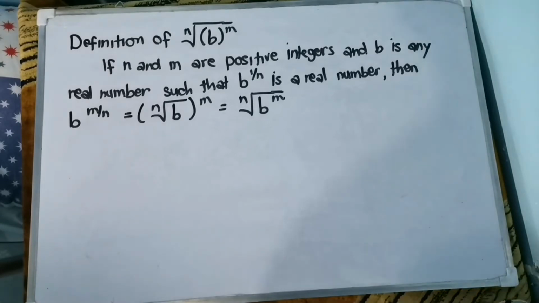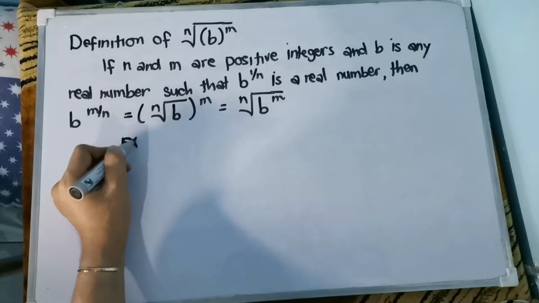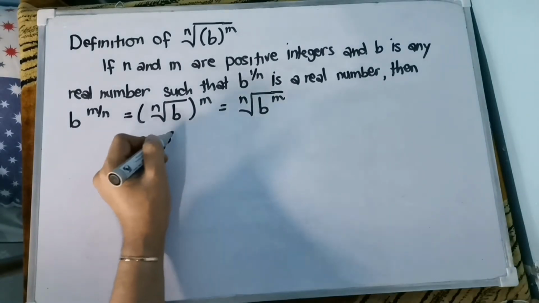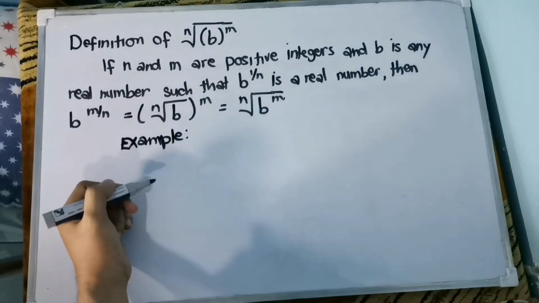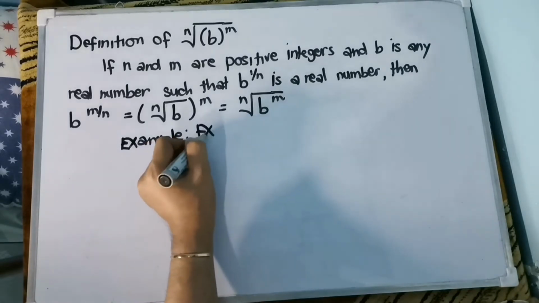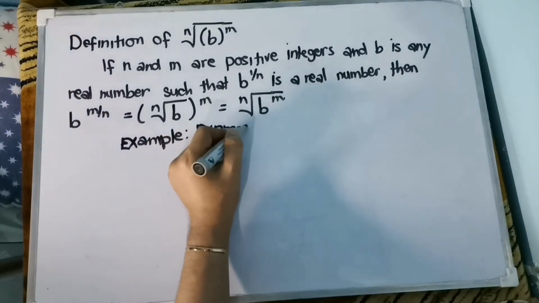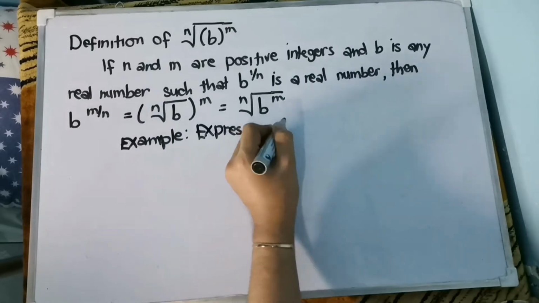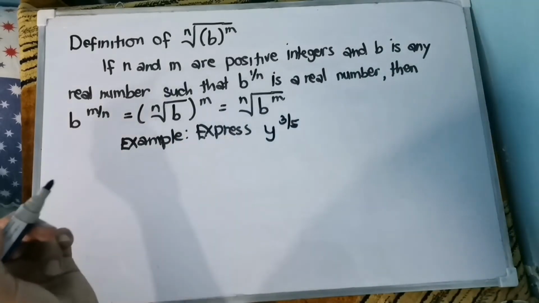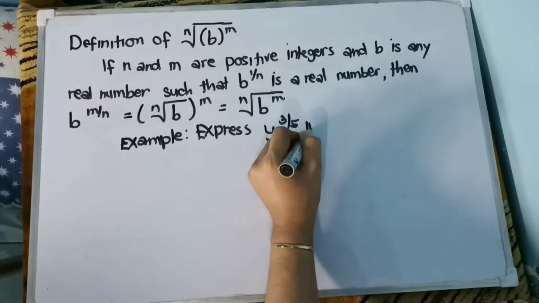For you to be able to understand the given concept, let's have an example. Okay, so let me say we need to express y raised to 3 over p in its radical form.